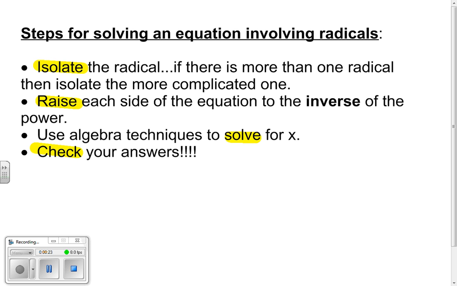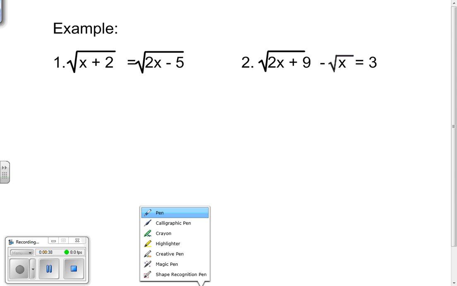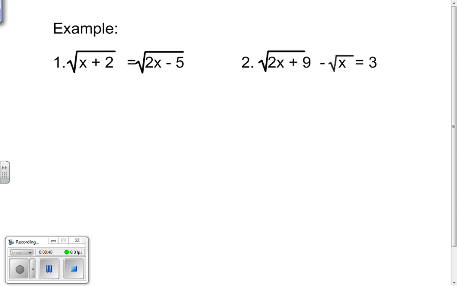Just keep in mind that now they're going to have maybe more than one radical, in which case you would isolate the one that looks more complex or bigger than the other one. So taking a look at number 1, there are two radicals here, but you don't have to decide which one's more complicated because they're both already by themselves. So you can go right into step 2, which is raising. To undo a square root, we're going to square both sides.